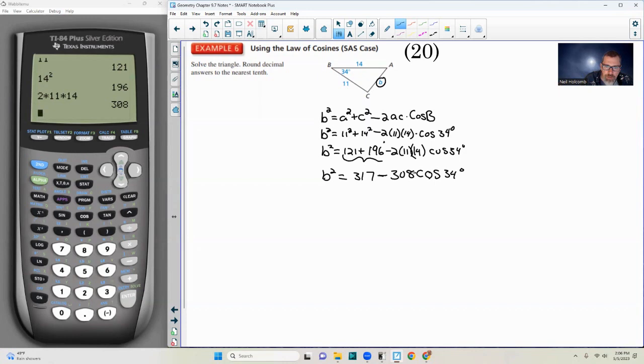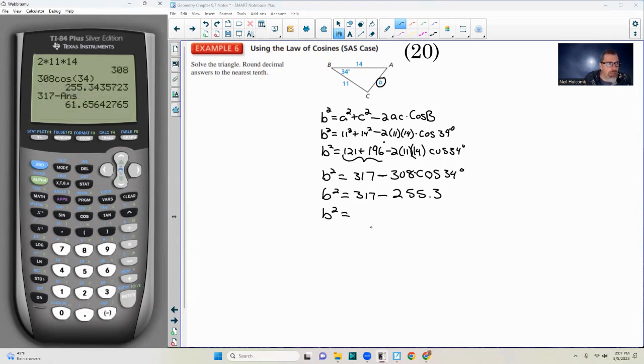Multiply, so we have to do this first. So b squared is going to equal 317 minus, and then I go to my calculator and say 308 times the cosine of 34. So you have to do that multiplication first, and I get 255.34. So I'm going to write 255.3 because it says round to the nearest tenth. And so b squared equals 317 minus my answer, which is 61.7.